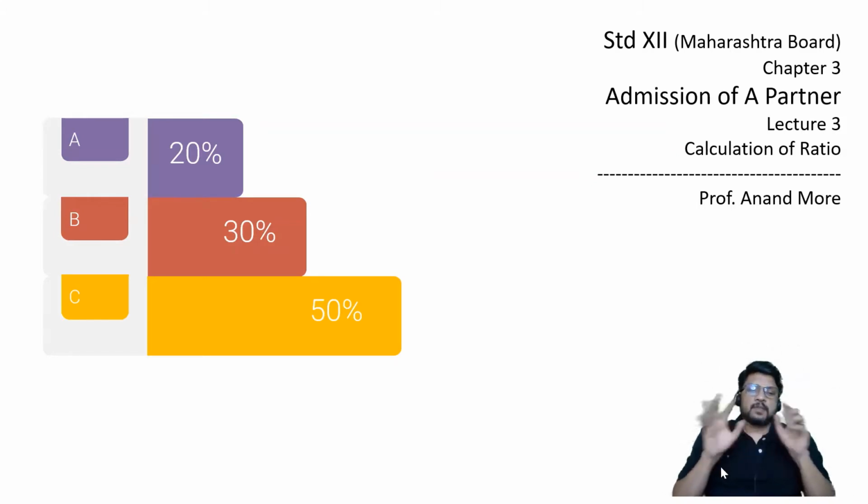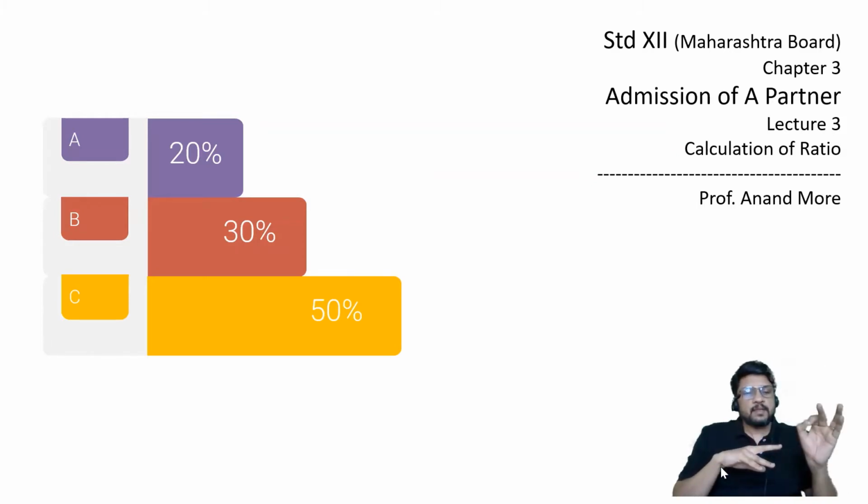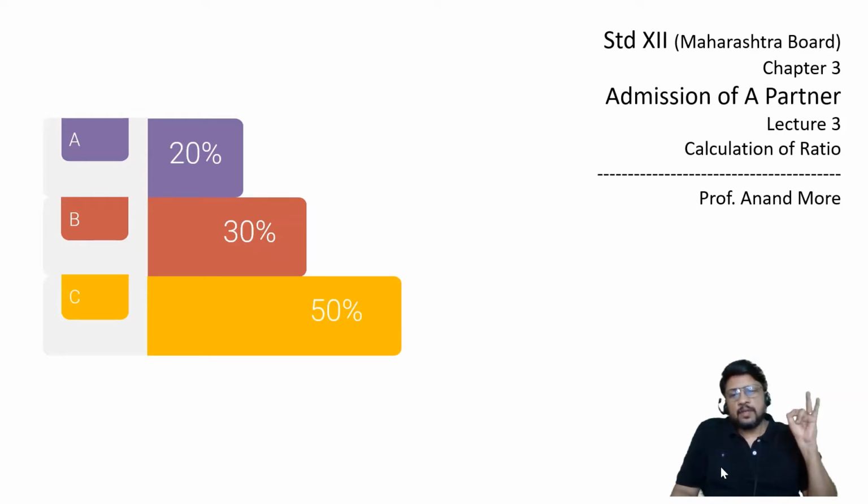So this lecture is purely a mathematical lecture. No accountancy, no debit credit, pure mathematics. How to calculate ratios. Which ratios are we thinking of? 3 different ratios we are thinking of: old ratio, new ratio and sacrifice ratio. Old, new and sacrifice. Let us try to understand first the meaning of these 3 terms. Once we have understood the meaning, then we will calculate and then we'll stop.